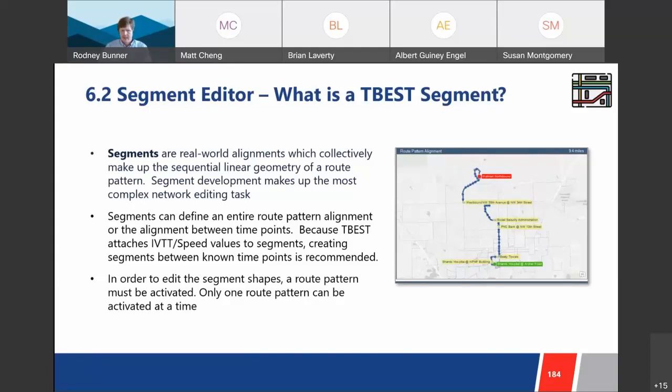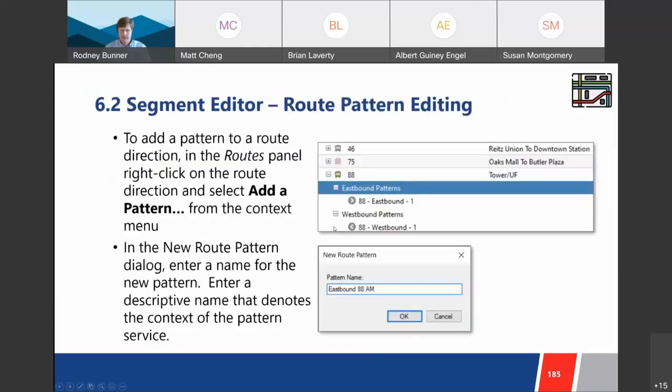In order to edit the segment shapes, a route pattern must be activated. Only one route pattern can be active at a time. You can also add a route pattern just by right-clicking on a direction. You can get to a new route pattern and add it. So this would be adding eastbound 88 AM. Maybe there are some trips that are running just in the AM, and you could right-click on it and create it.